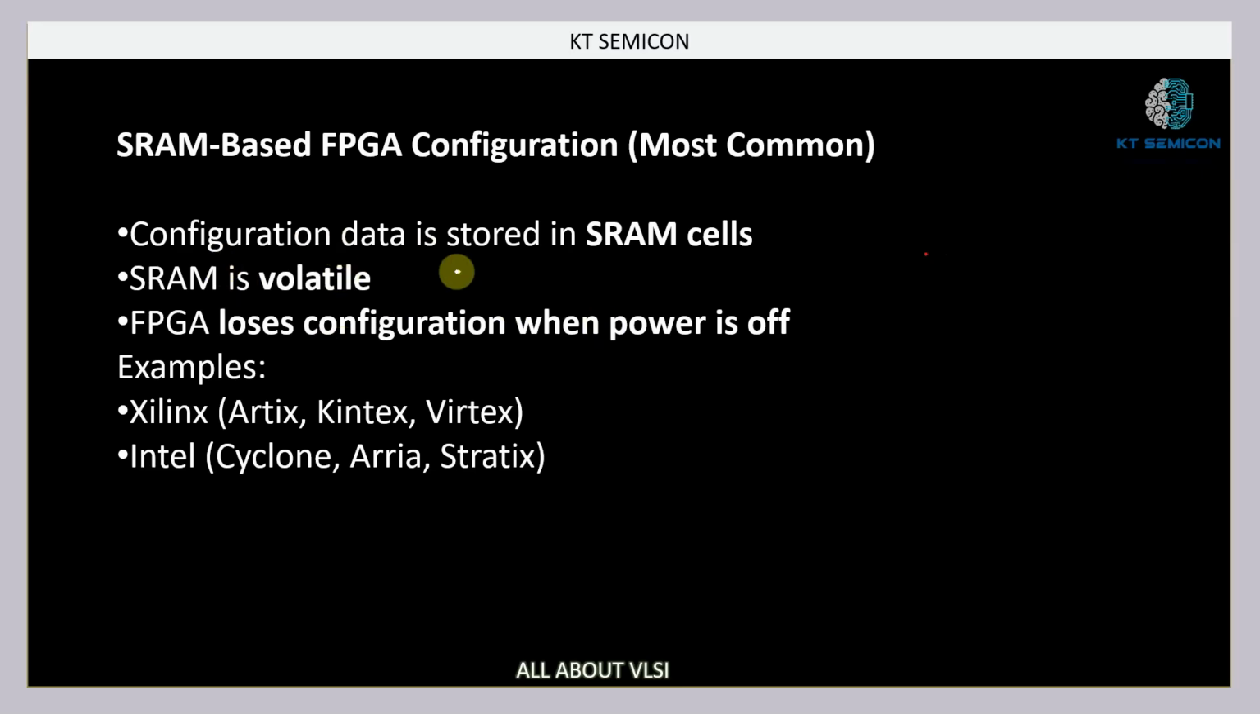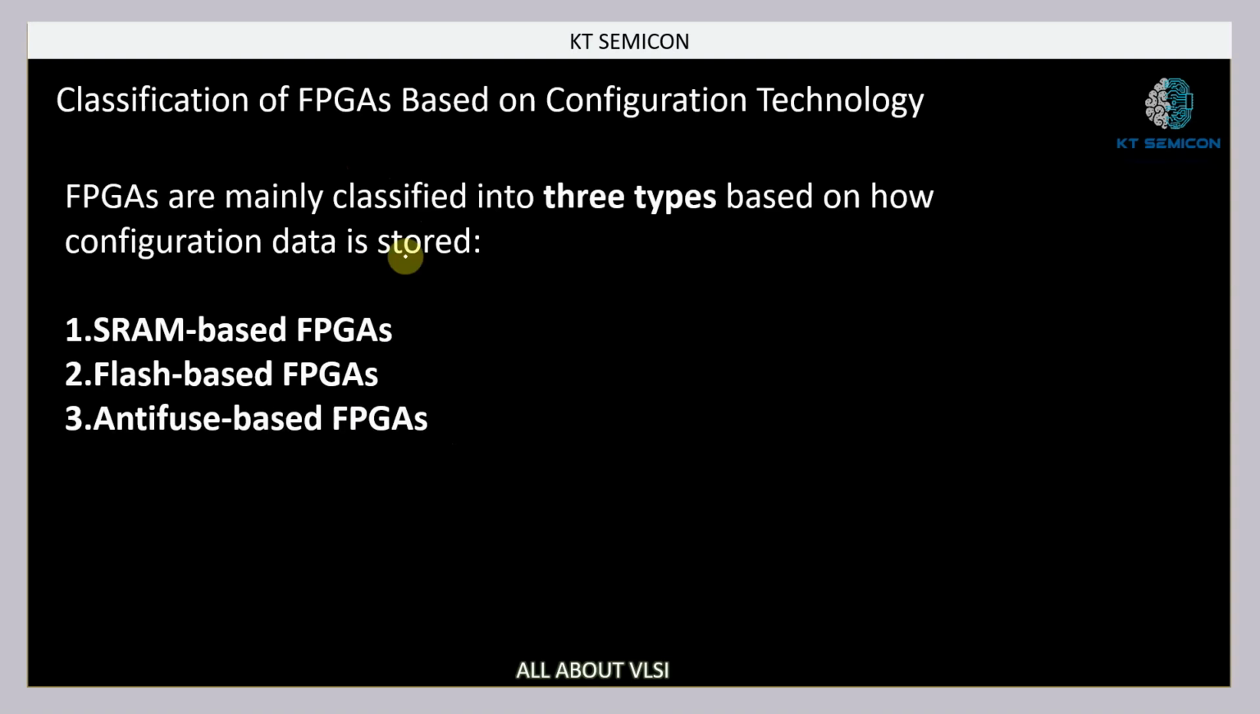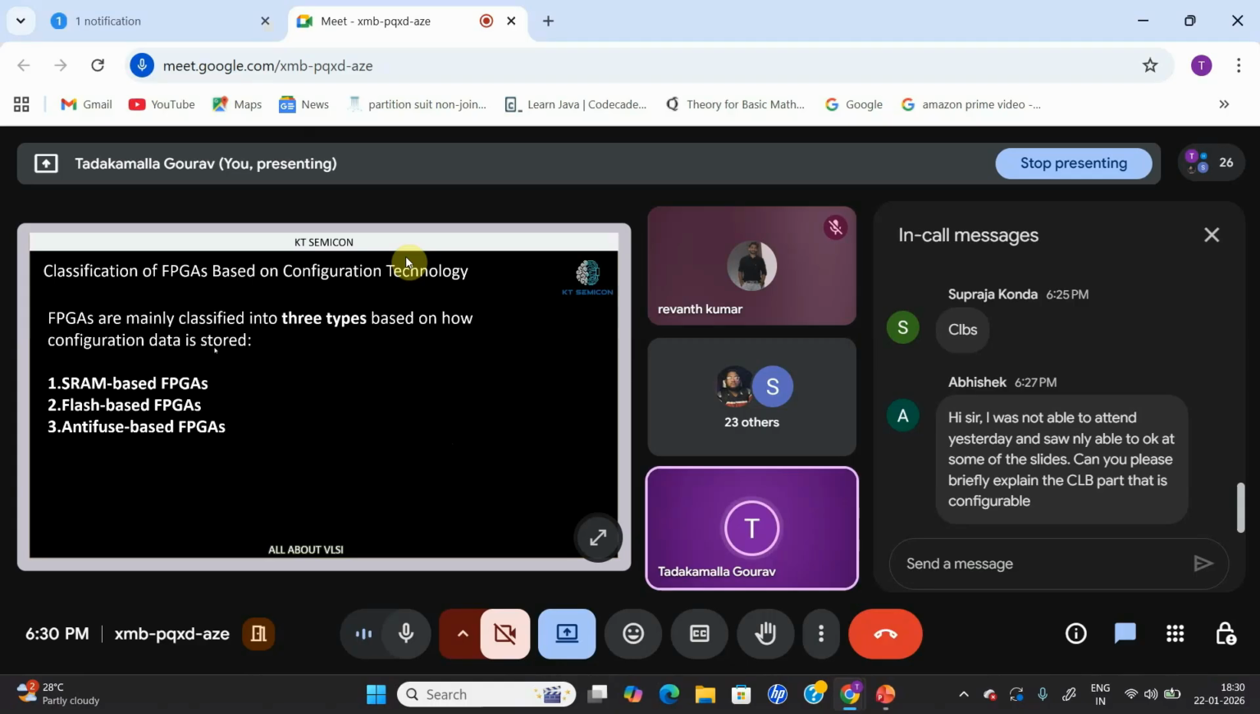This configuration data is stored in SRAM cells if you are working with an SRAM-based FPGA. Now, SRAM is basically volatile. What do we mean by volatile? What is a volatile memory? Does anyone know what volatile memory means?